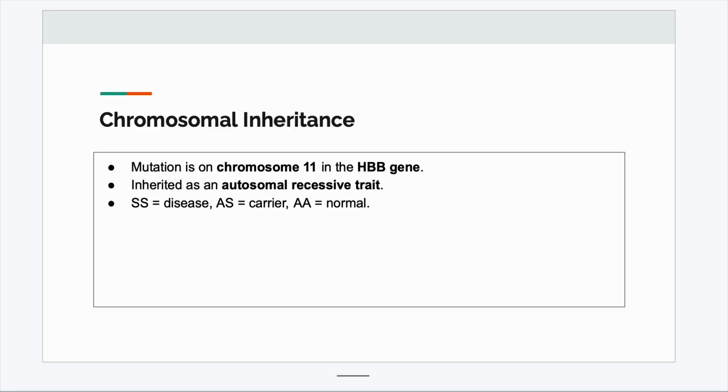Sickle cell disease is inherited in an autosomal recessive pattern. The mutation is located on chromosome 11 in the HBB gene. A person needs two copies of the sickle allele, one from each parent, to have the disease. If someone has only one copy, they're a carrier. Carriers don't usually have symptoms, but they can pass the allele onto their children. This is why understanding inheritance patterns is important when studying genetic disorders.